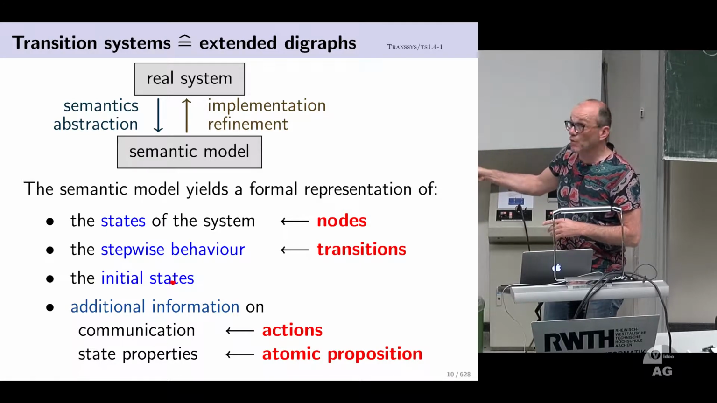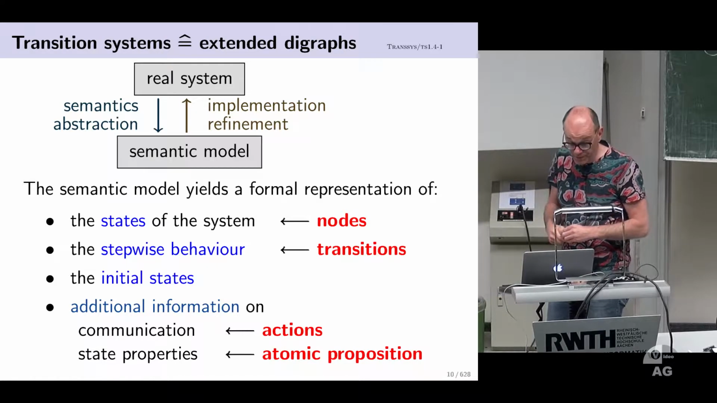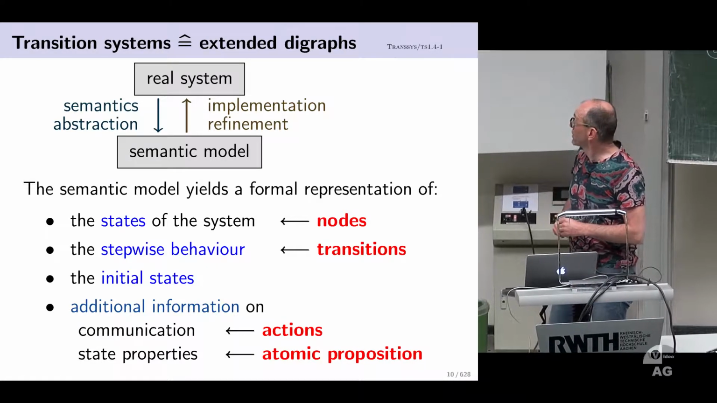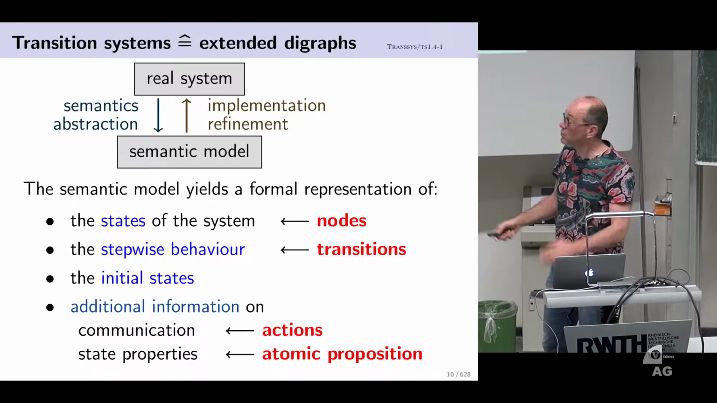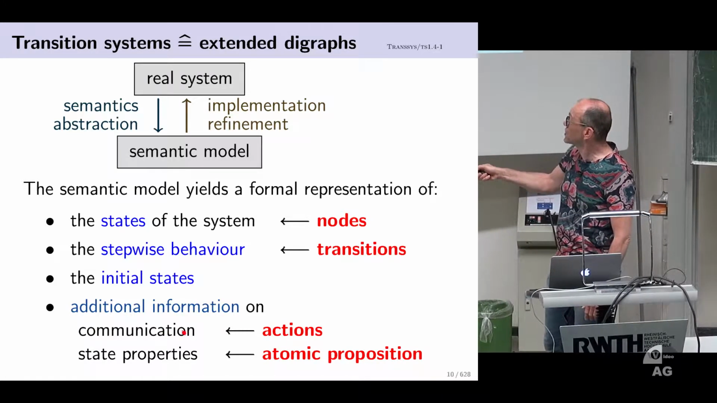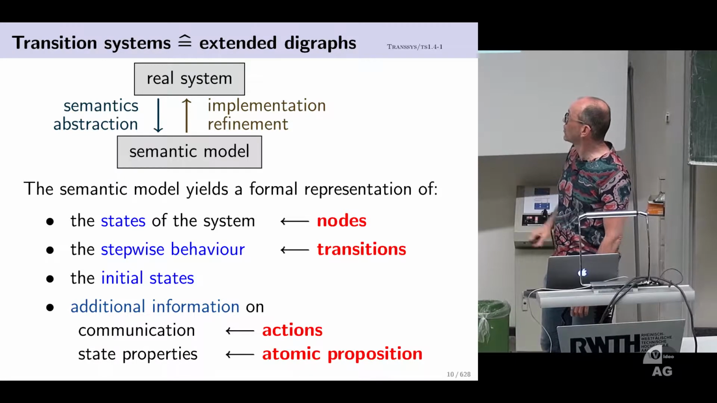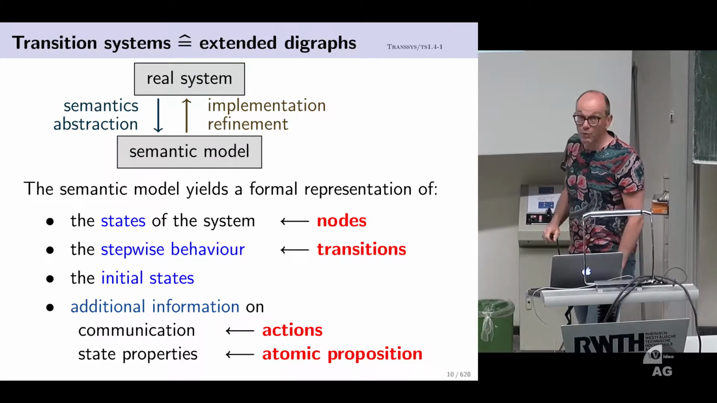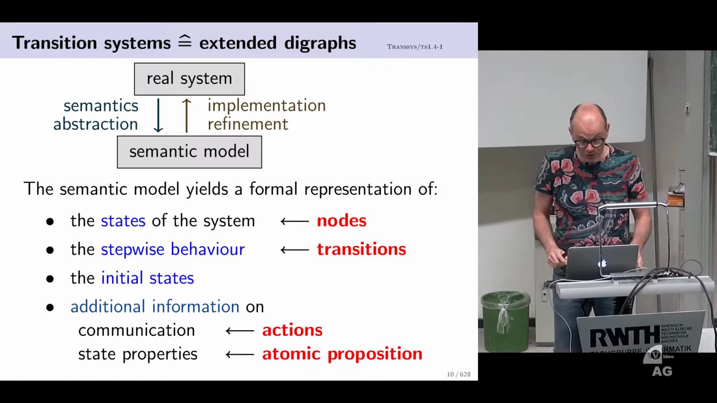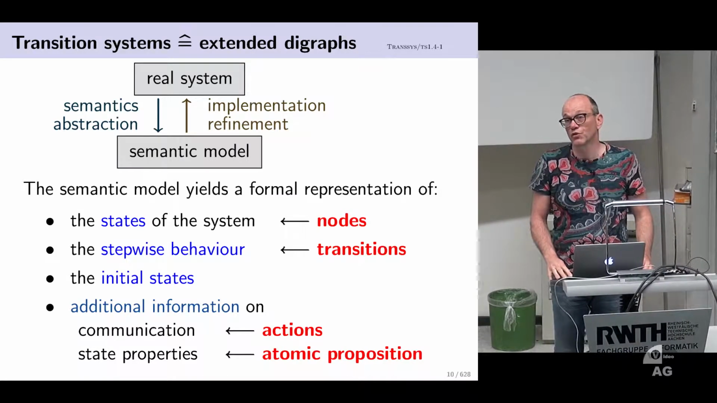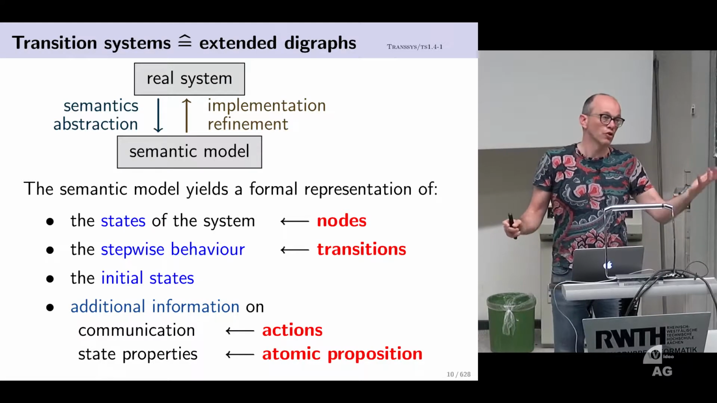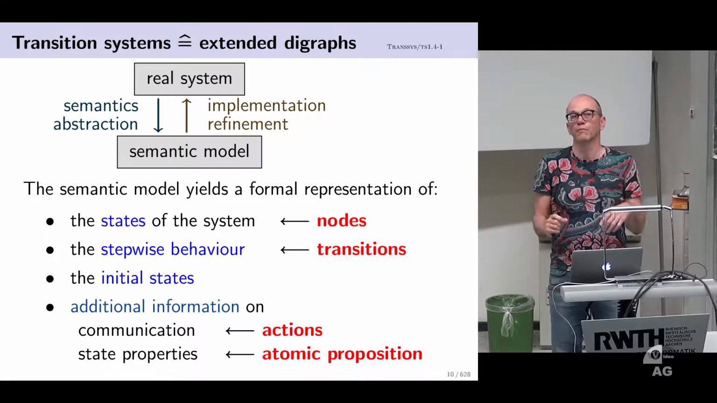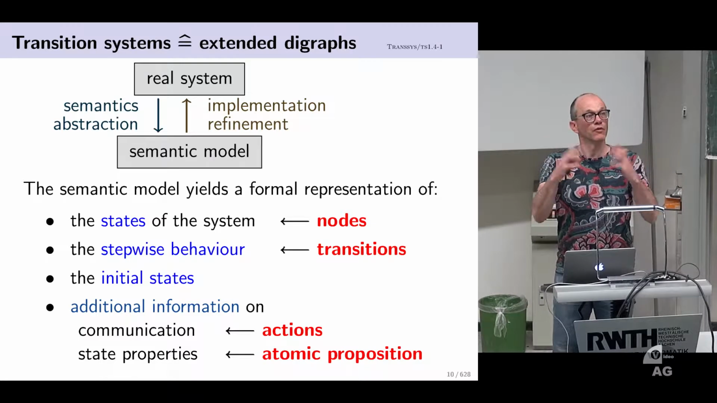Then we have to start somewhere. Maybe initially the traffic light is red. And there is additional information about communication or the execution of statements. This is what we are going to call actions. That will become very important in the next lecture, because we're going to use those actions to take models of small components and glue them together to get a model of a larger system.